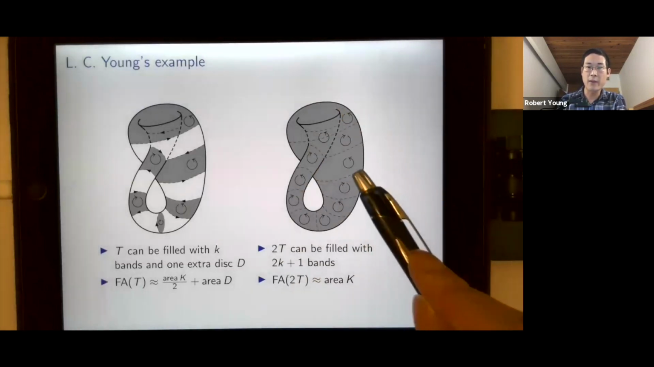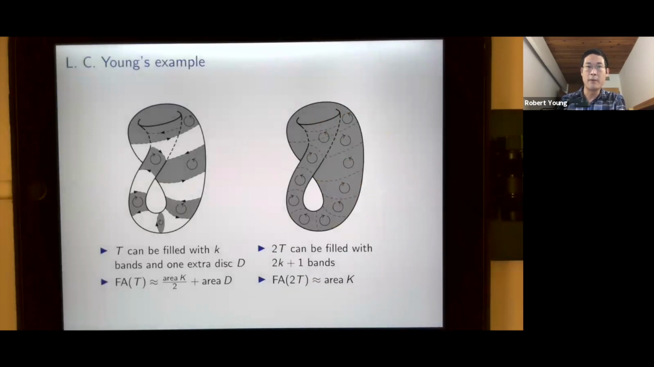And then because of the twist in the Klein bottle, we get 1 extra flip. And so we get an even number of flips total. So that gives us a filling of 2t consisting of 2k plus 1 bands. Those bands take up the entire Klein bottle, so the filling area is roughly the area of the Klein bottle. Again, that's pretty close to minimal when k is large. And furthermore, this is less than twice the filling area of t, because we don't have to have that extra disk.